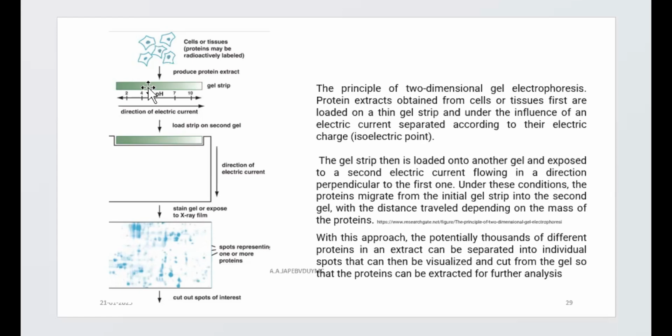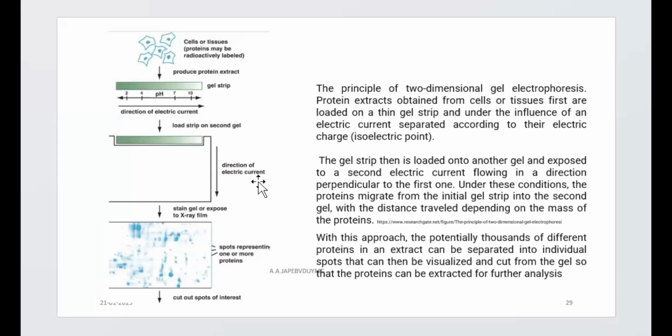Then this gel strip is loaded onto a second gel, which is the resolving gel, and it is going to work as per the SDS-PAGE method. But if you notice, the directions of electric current are different. Here it is horizontal, and here the arrow is vertically downward, so it is run in two opposite directions. Once the proteins are allowed to run in the second dimension and electrophoresis is done, you have to stain it or expose it to X-ray films. Of course, you can extract the spots and go further for analysis.